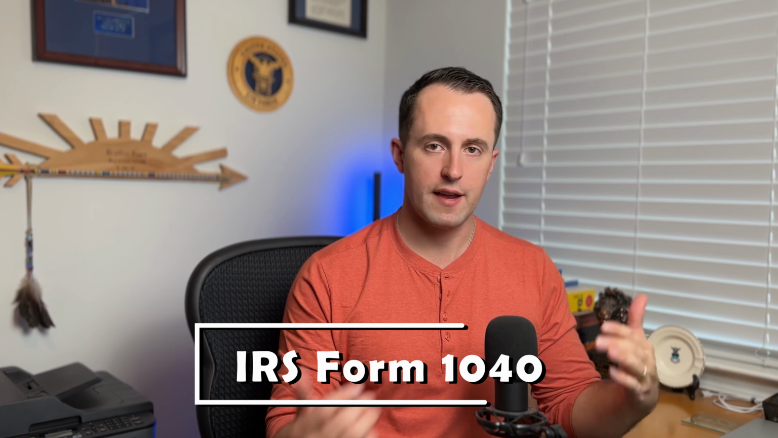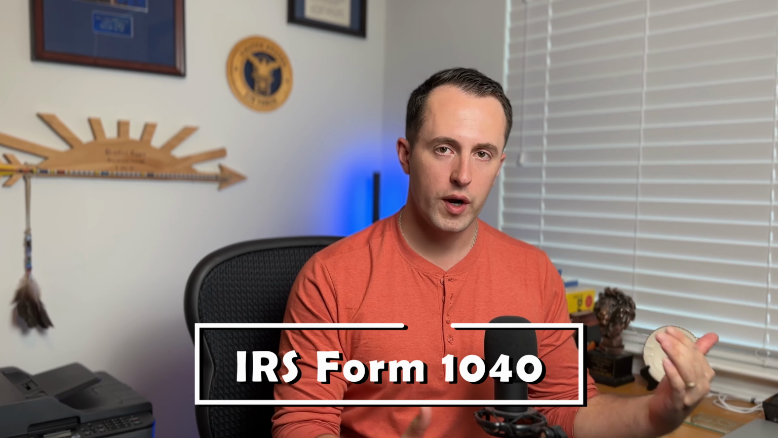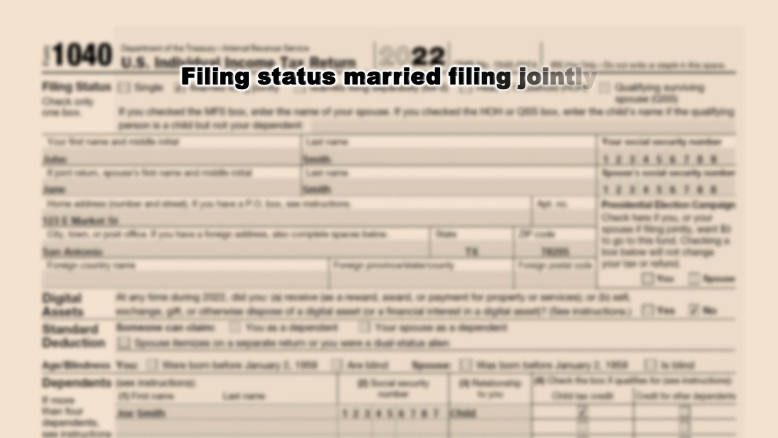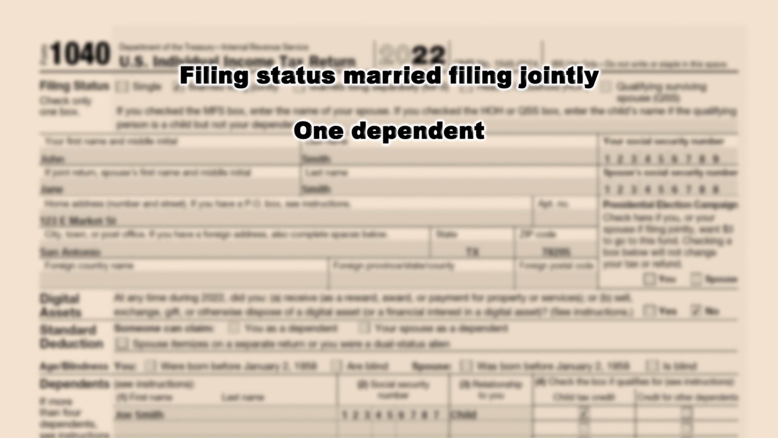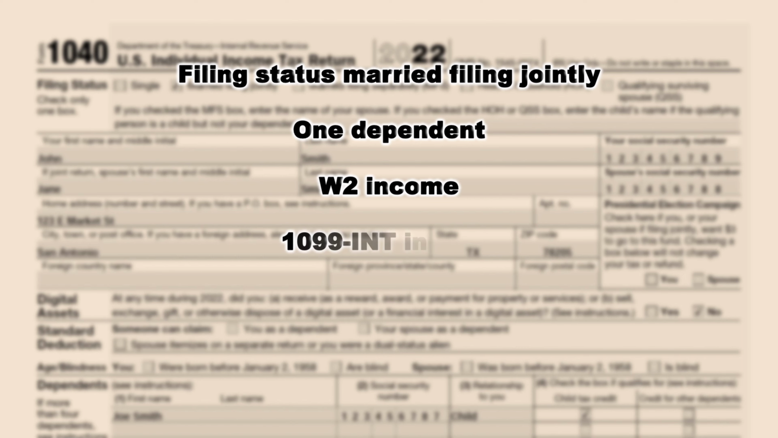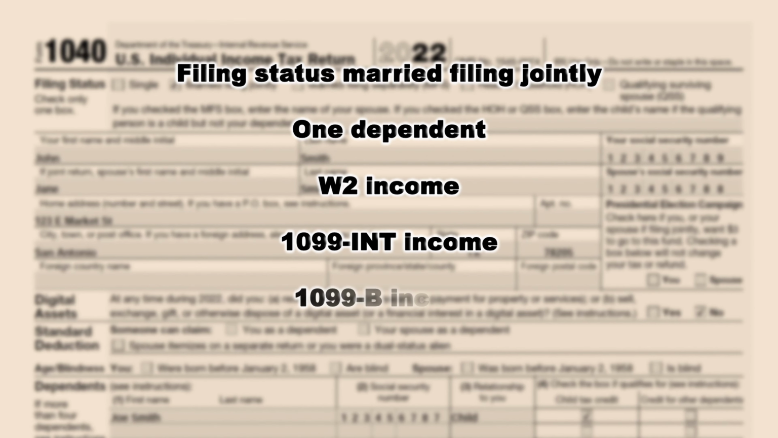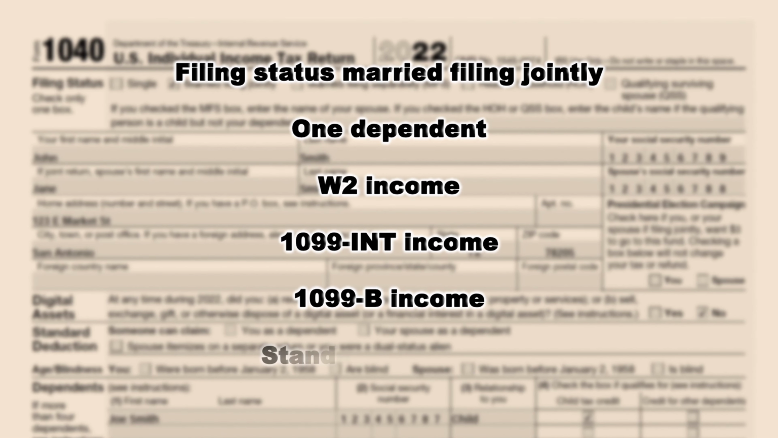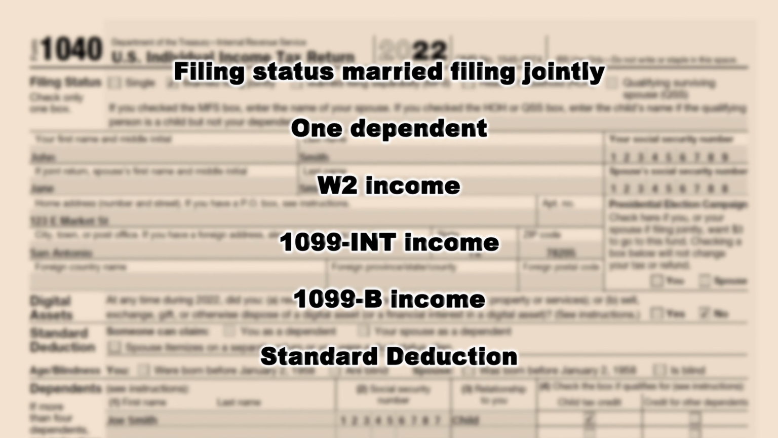how to fill out IRS Form 1040 for tax year 2022 using the following assumptions. We'll be using the filing status of married filing jointly with a single dependent, and the sources of income are going to come from your W-2, 1099-INT, as well as your 1099-B, and then we'll be using the standard deduction as opposed to itemizing our deductions.